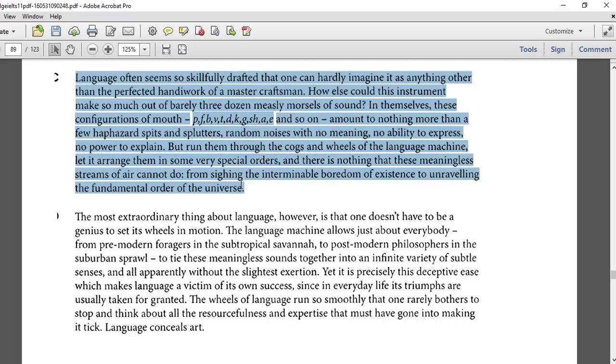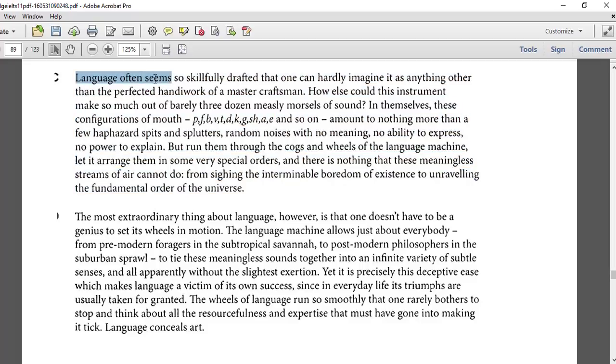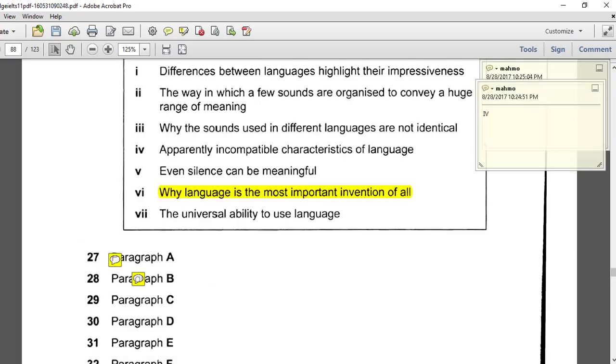We said we have to read the first sentence carefully and then scan the rest of the paragraph. The first sentence, or first couple of sentences. Language often seems to be skillfully drafted and the work of a master craftsman. How else could an instrument make such out of barely three dozen morsels of sound? It's about sounds in themselves. Yes, there was something about sounds. Very clear.